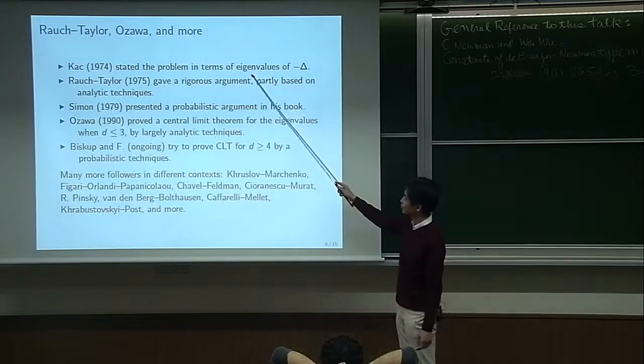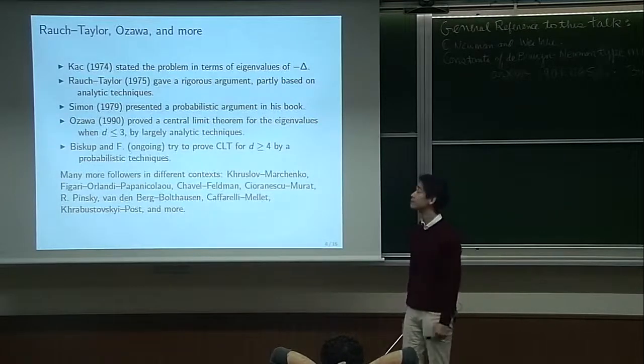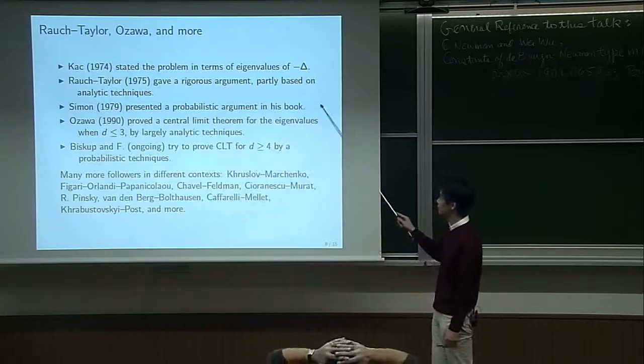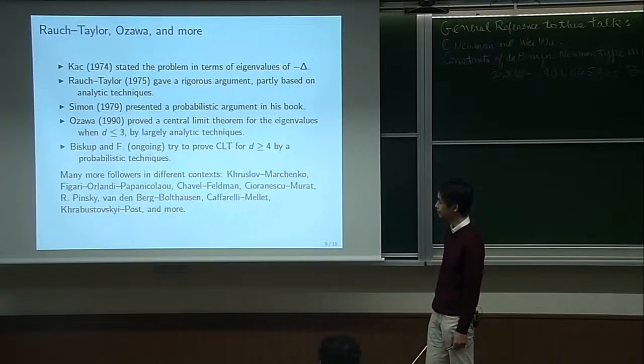Well, I forgot to mention, but Kac formulated that problem in terms of the eigenvalue, I mean, convergence of the eigenvalues. So up to this point, essentially the law of large numbers is done, and then the Japanese mathematician Shin Ozawa proved a kind of central limit theorem for eigenvalues when the space dimension is less than or equal to 3. And he did it by largely analytic techniques, and that doesn't seem to extend readily to higher dimensions.